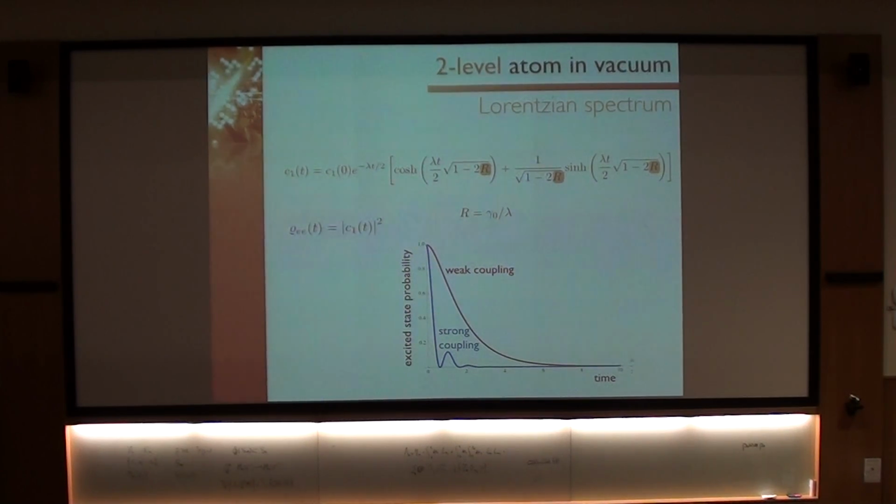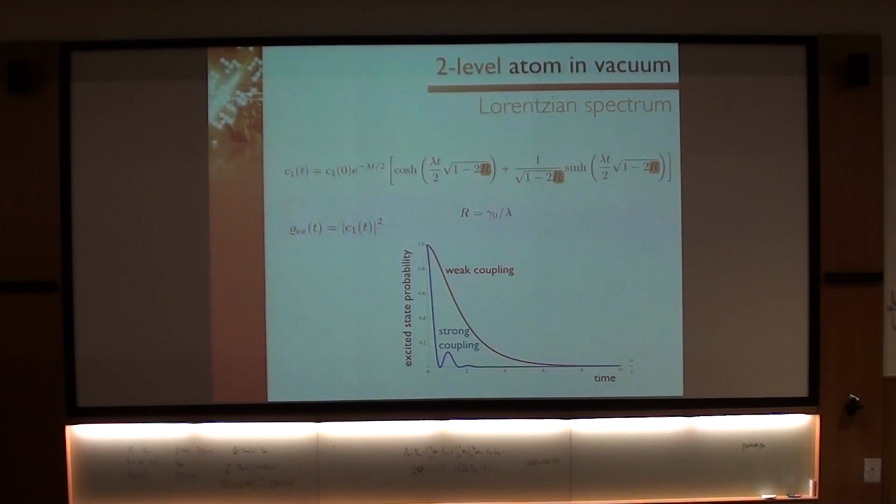And so the square root then becomes imaginary, and the hyperbolic cosine becomes a cosine. And similarly here, please notice I have a similar expression. So for 2R greater than 1, I will have cosine and sine here, and I will have some oscillatory behavior. This is what I call strong coupling, because this is 2R greater than 1.